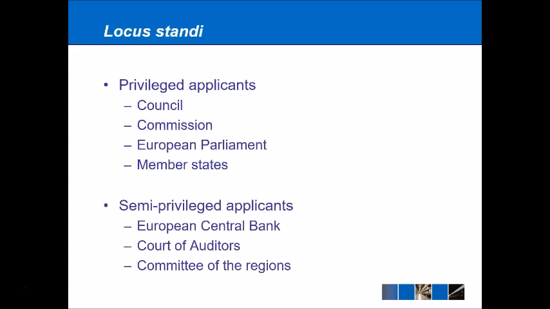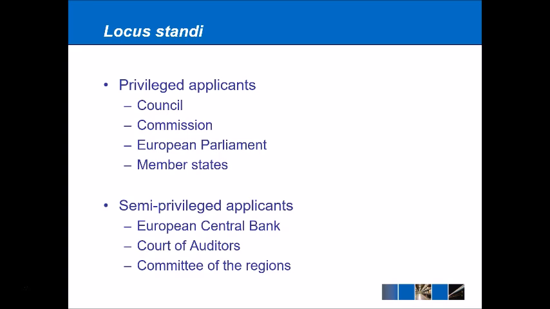So now we come on to the next part of the diagram that I showed you at the start of the lecture, and this looks at locus standi. You'll remember it branches off between privileged and semi-privileged applicants on one side, who can automatically make a challenge of judicial review, and on the other hand, non-privileged applicants who have to satisfy one of three criteria. So we'll look at privileged and semi-privileged applicants first, because that's the easiest point to start with.